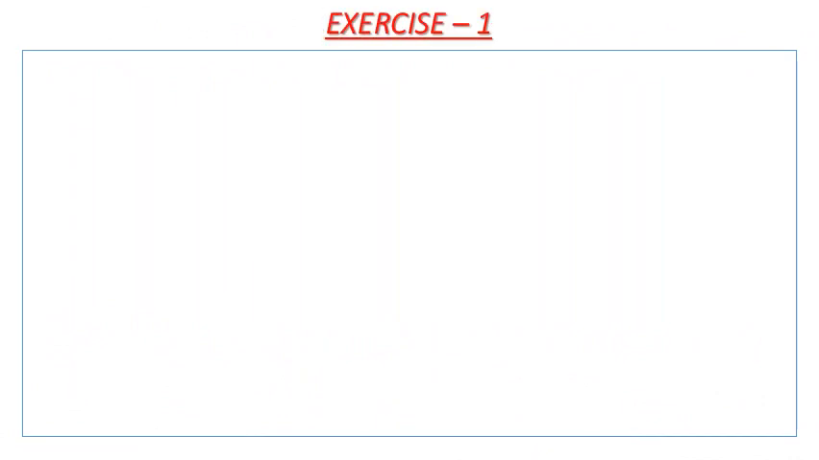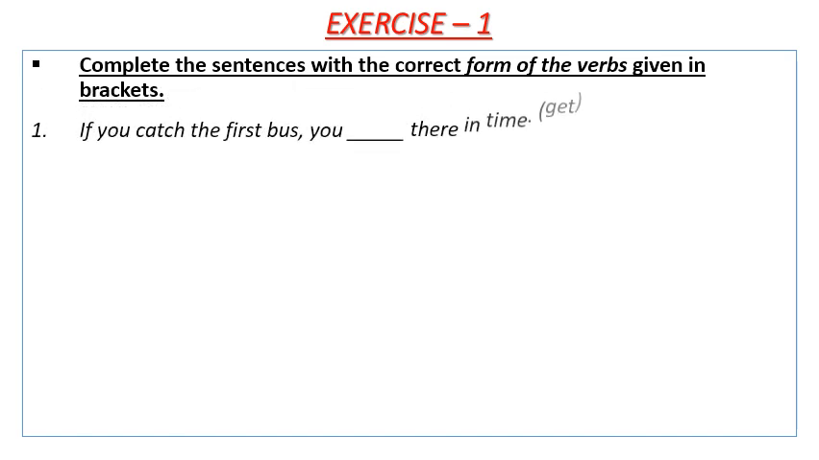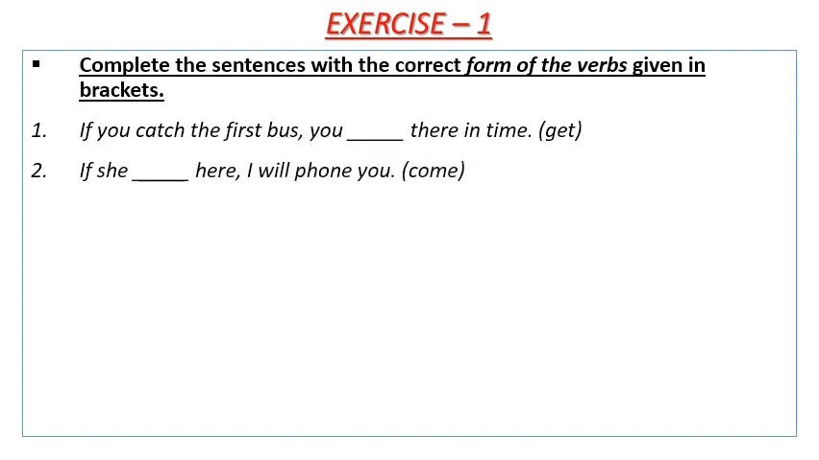Students, since you are not having your PC Wren's grammar book with you, here in this video I have mentioned your homework in detail. Exercise number 1. Complete the sentences with the correct forms of the verbs given in brackets. Number 1. If you catch the first bus, you dash there in time. Clue is get. Number 2. If she dash here, I will phone you. Clue is come.